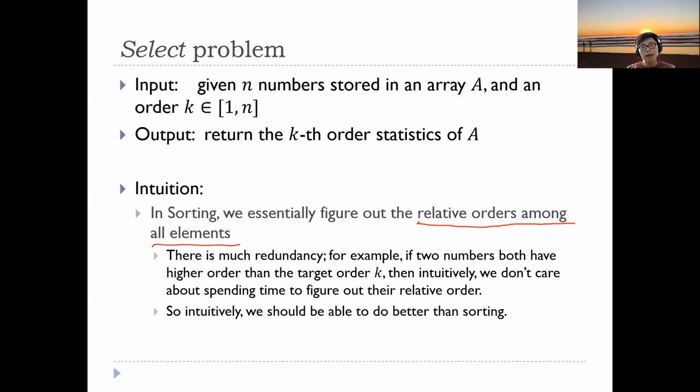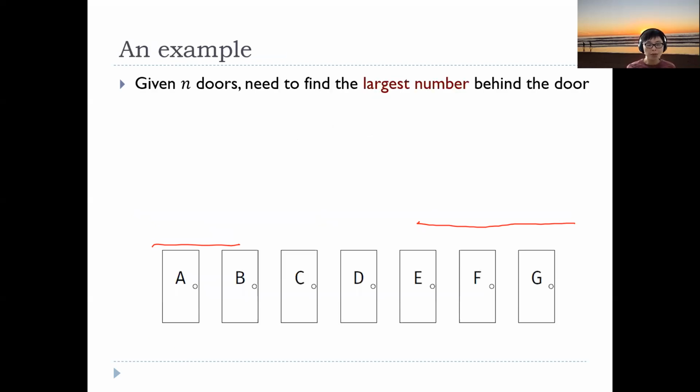So intuitively, if we want to do better than sorting, we need to somehow remove this redundancy to be more efficient. The question, of course, is how do we really achieve that? How do we leverage this? So let's start with the following exercise.